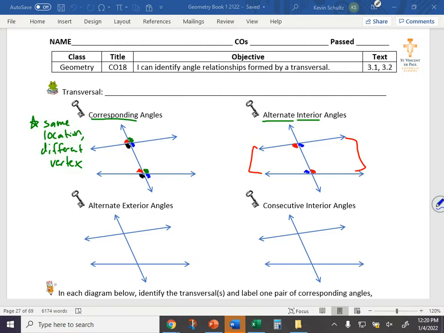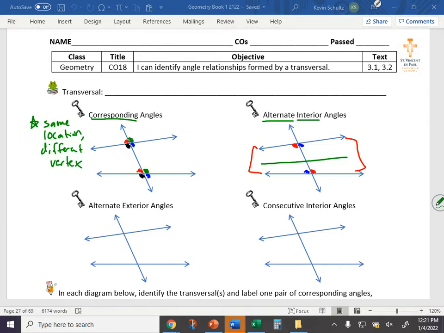What if there's like 4 lines? If I had another line coming through here, we'll get to that later on. I only put 2 lines in the definition, but really it's 2 or more, but we're just kind of starting small. Okay.